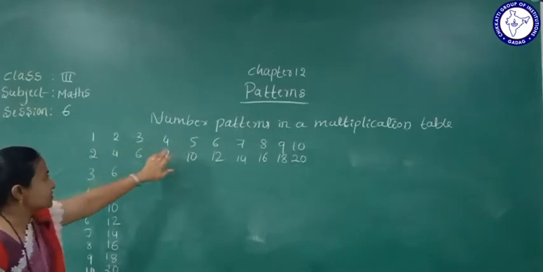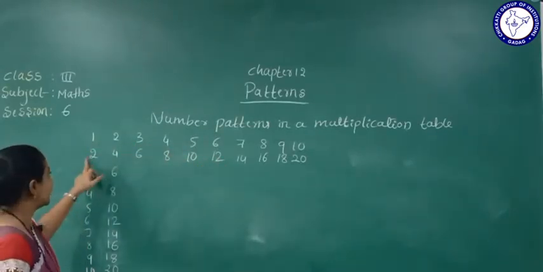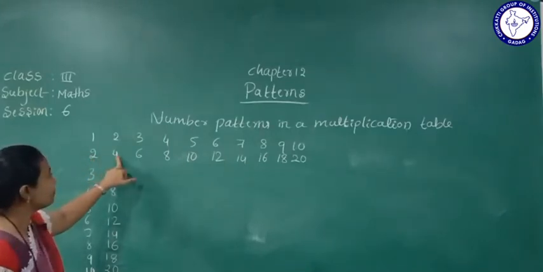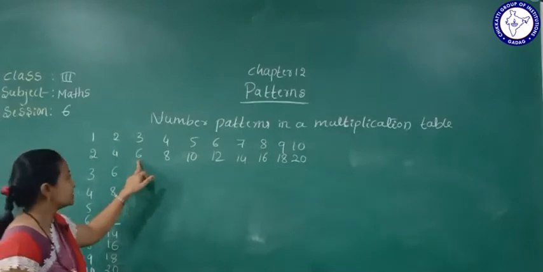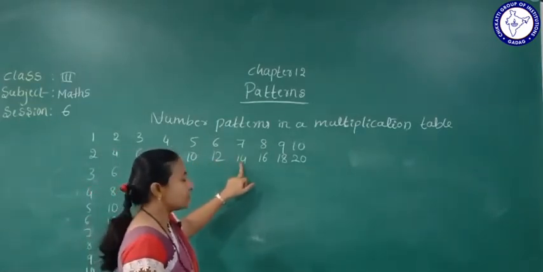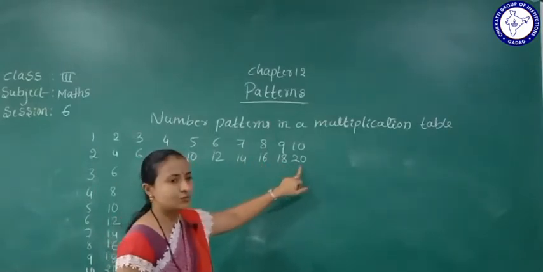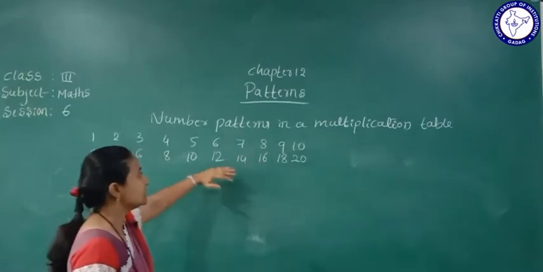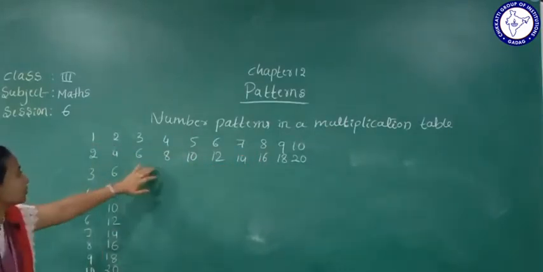First, this is the 1 table, from 1 1s are 1 to 10. Second line here: 2 1s are 2, 2 2s are 4, 2 3s are 6, 2 4s are 8, 2 5s are 10, 2 6s are 12, 2 7s are 14, 2 8s are 16, 2 9s are 18, 2 10s are 20. So this is a row, and this is a column.